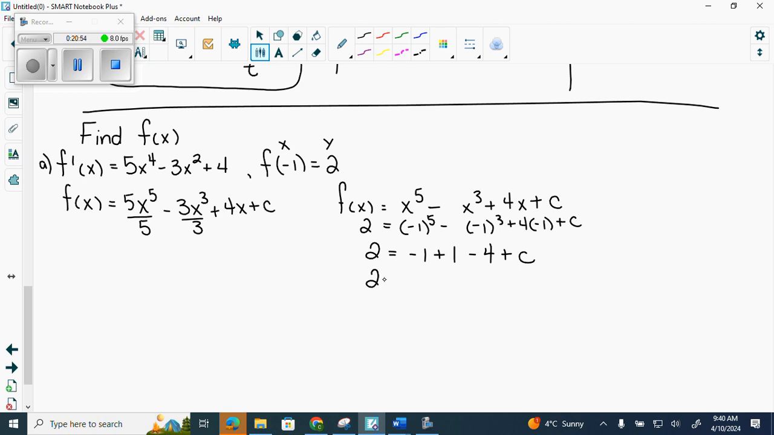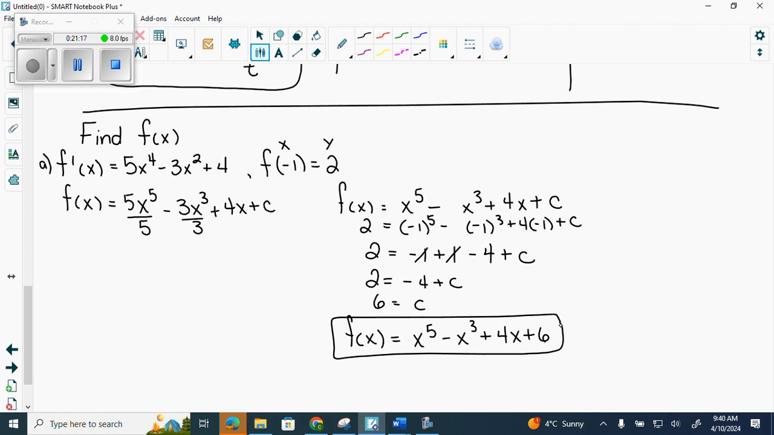Okay. 2 equals, cancels, negative 4 plus c. And c equals what? 6. And then people are like, done. Like, no, you haven't given an equation. You just found out what c is. So we get f of x equals x to the 5 minus x cubed plus 4x plus 6. So nothing excessive. You just got a coordinate, now you can find the c. It's nothing crazy that we're learning here.